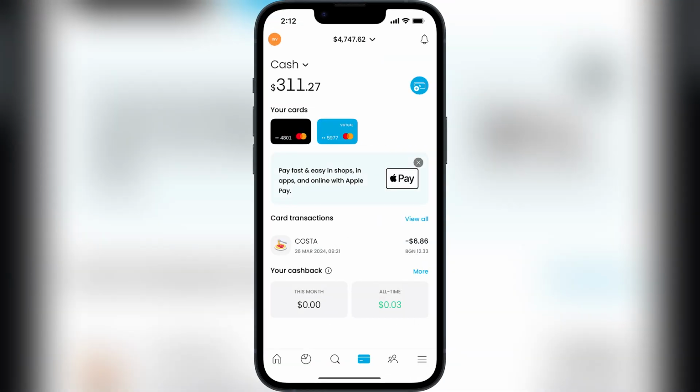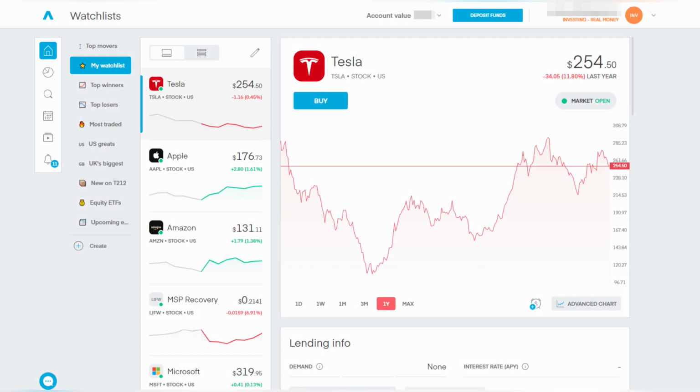First, make sure you're in demo mode on Trading 212. Open the app or web platform, tap the menu icon at the bottom right, and select Practice Mode or Demo Account. Once you're in, you'll see a virtual balance in your account, which you can use to simulate real trades.